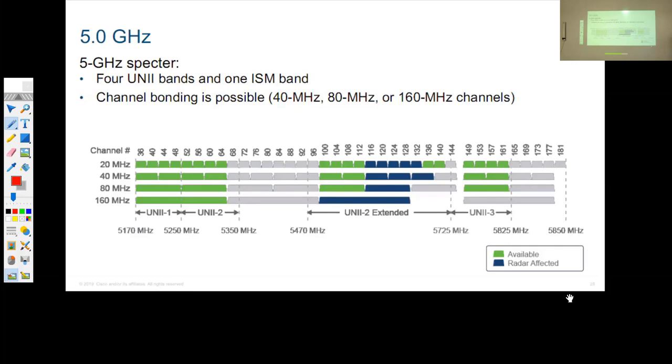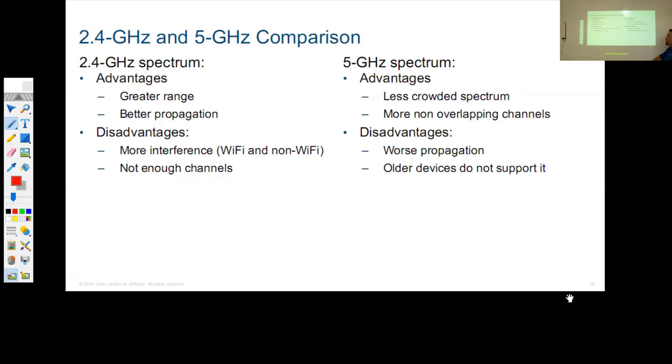And they showed the 5 gigahertz spectrum. Again, we have the UNII standards that are being used, which are subdivided into four different groups. They show some advantages and disadvantages of both of them. That 2.4 gigahertz spectrum has a greater range, better propagation, and it's cheaper. There are a lot more people that actually create devices that support the 2.4 gigahertz range, especially when wireless first started. Okay. Disadvantages, there's more interference.